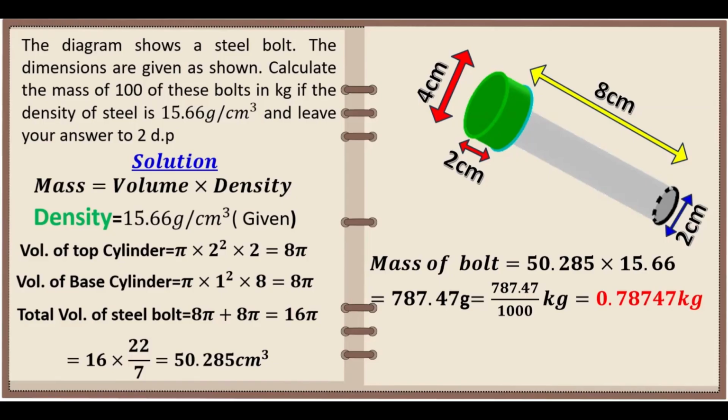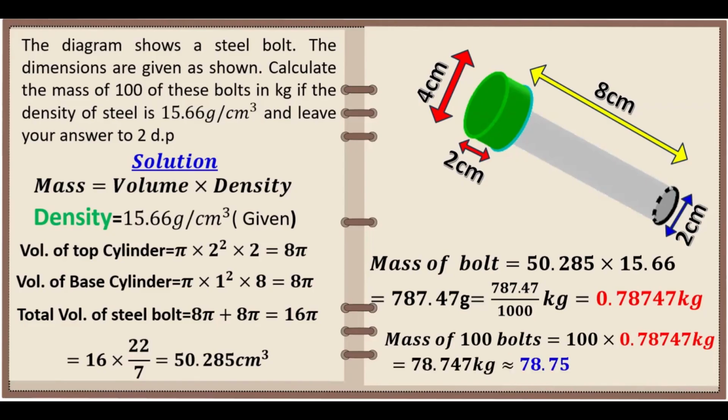But the question requires us to find the mass of 100 of these steel boats. So what do we do? The mass of 100 boats will be 100 times 0.78747 kilograms. And what will this give us? It will give us 78.747 kilograms, which is approximately 78.75 kilograms to 2 decimal places.